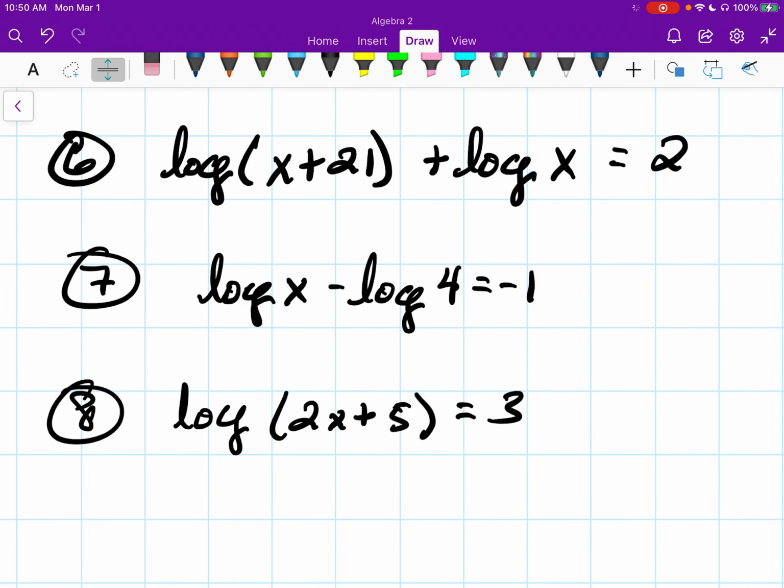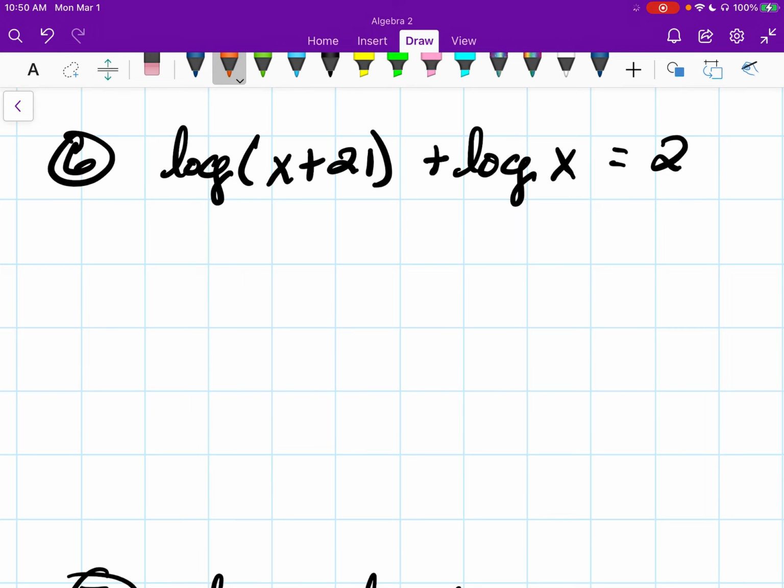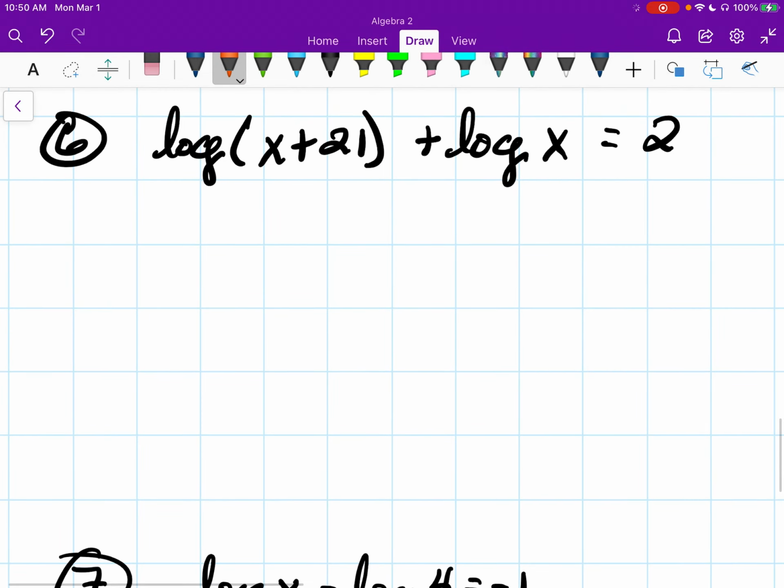Number 6. Now this one's actually going to need some manipulating before we solve. Trying to get rid of those logs wouldn't work really well, we can't really get rid of them while they're separate. We need them to be a single log for us to be able to convert to exponential form. So that's what I'm going to do. I'm going to smash them into one log.